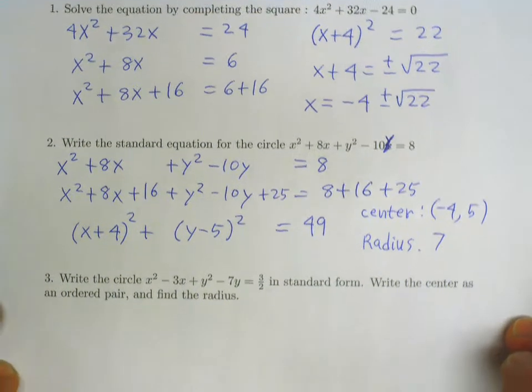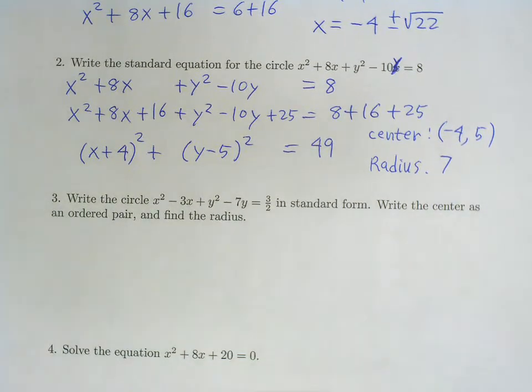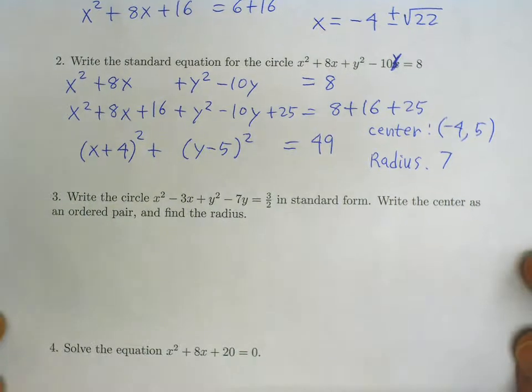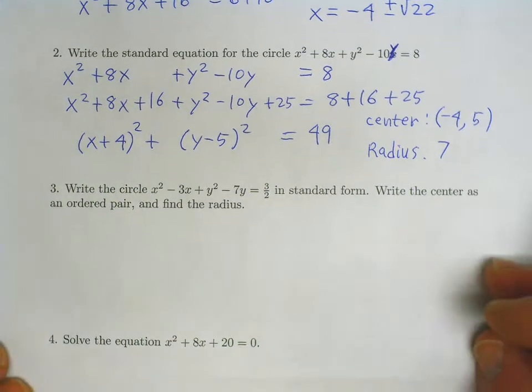Okay, and the next problem, well, this is another equation of a circle. Write the circle x squared minus 3x plus y squared minus 7y equals 3/2 in standard form. And then write the center as an ordered pair and find the radius.